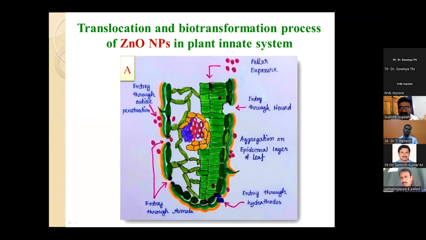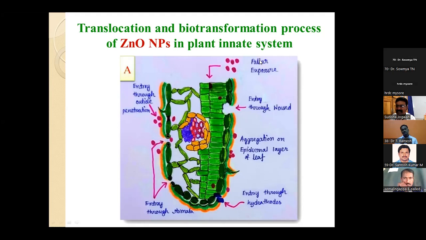All these elements, we call the translocation and the biotransformation process that can be seen in the zinc oxide nanoparticles that are primed in the host plant, which acts as a plant innate system. That means once the material has been introduced into the host plant, it will remain in the soil forever, and whenever the plant is under stress, these particular zinc oxide nanoparticles will trigger the plant's innate host system so that it can protect itself.